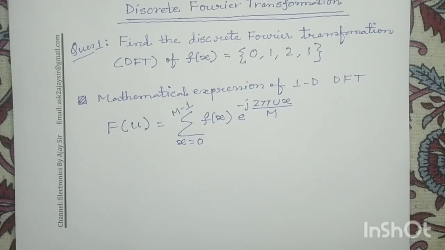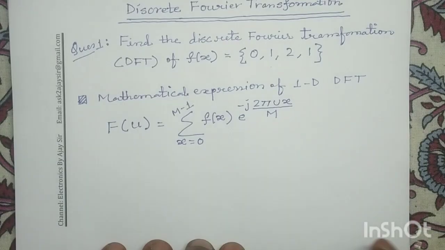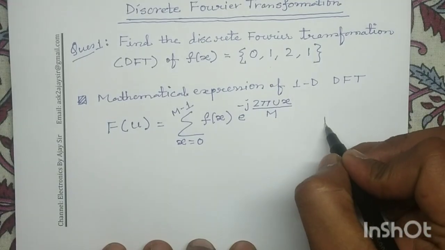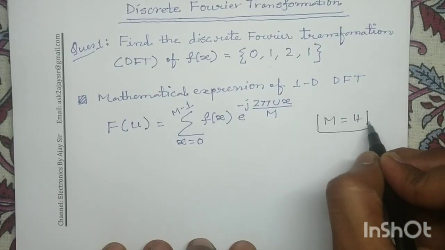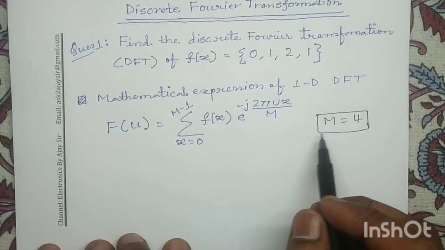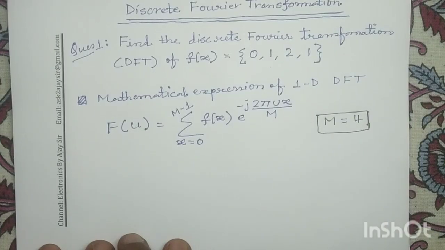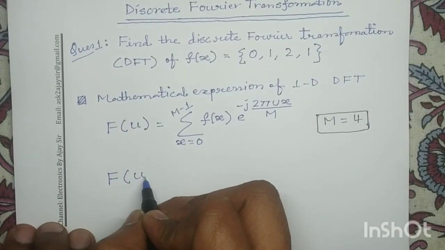Now look at this question. In this question, f of x equals 0, 1, 2, 1. It consists of 4 points. So m in this case is equal to 4. So we will substitute m equals 4 in this expression, and we will get the expression for f of u.